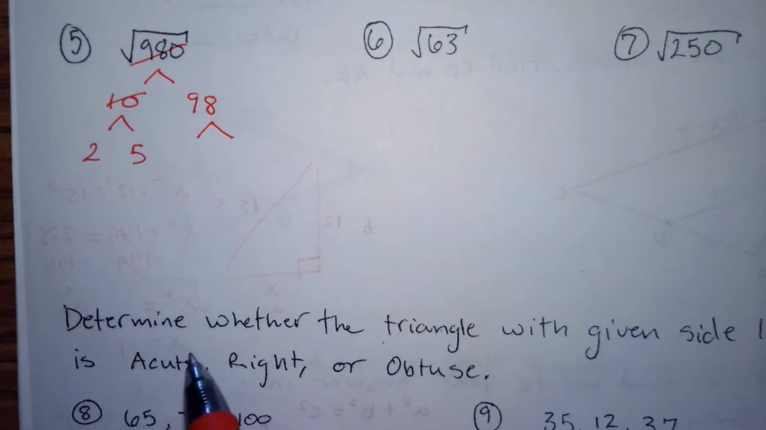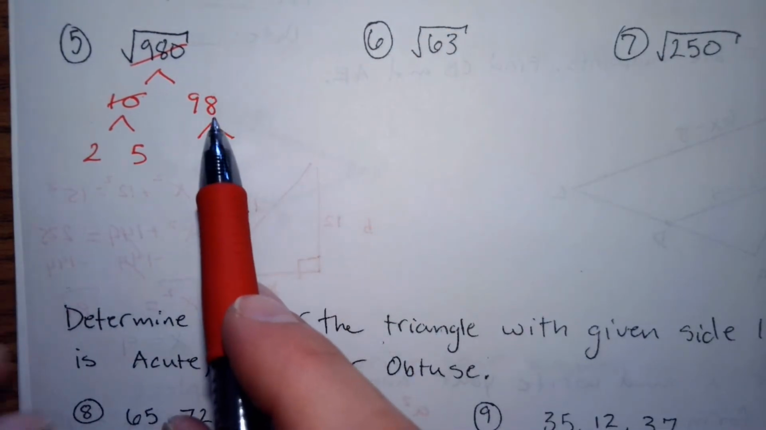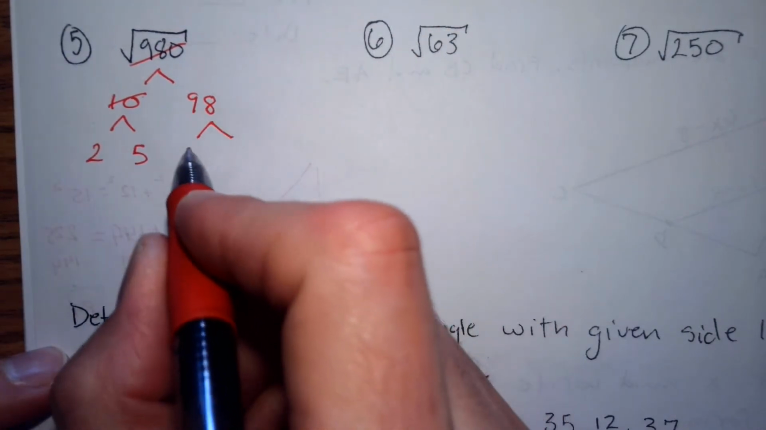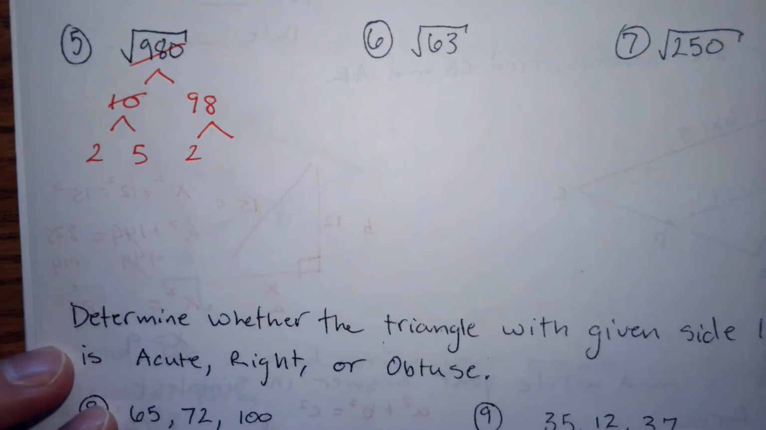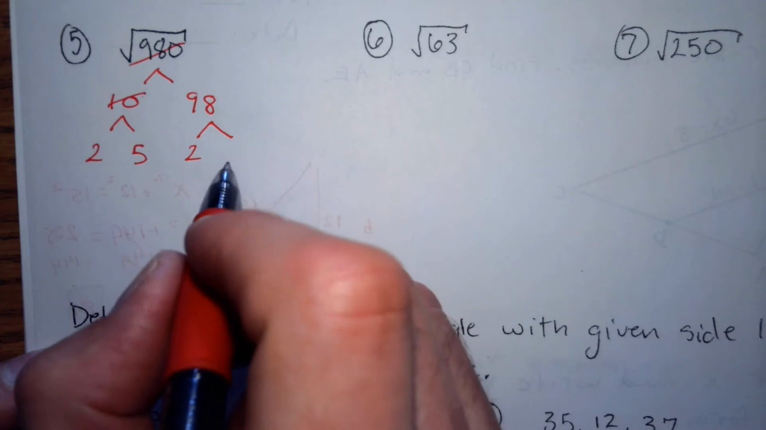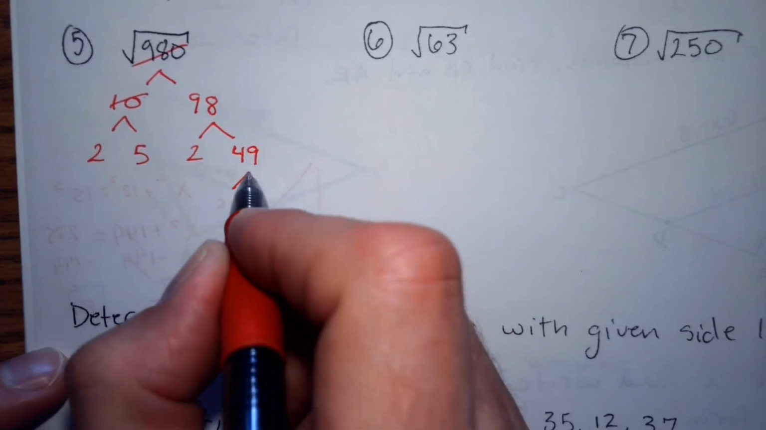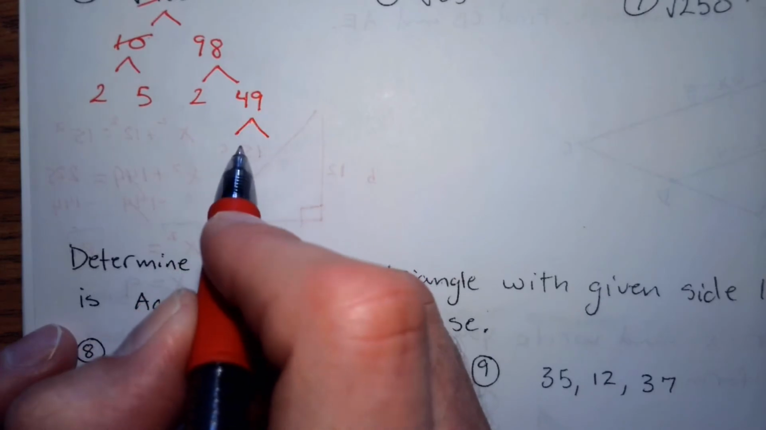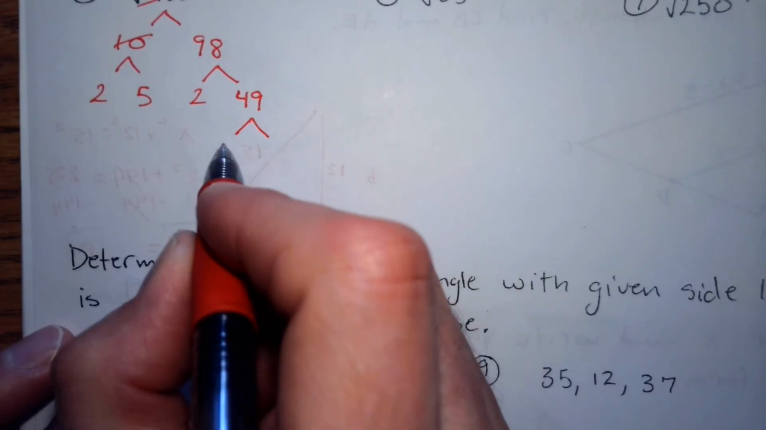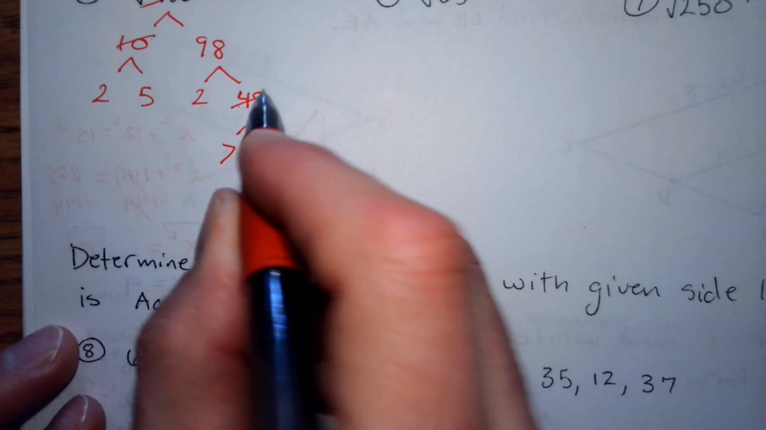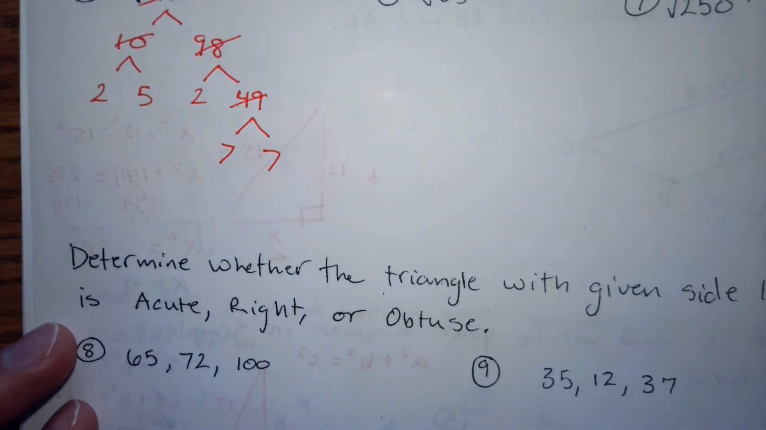98. Well, I know 98 is even, so I can divide it by 2. Again, I can use my calculator, type it in my calculator. But that would be, what, 45 plus 4 is 49. And then try again here. 49, that's 7 times 7. Whenever I break something down, I don't need it anymore.